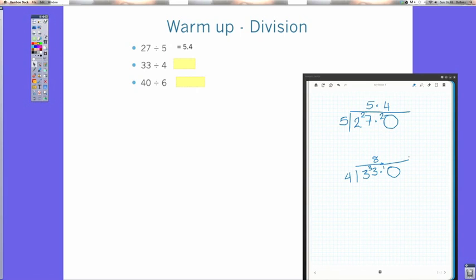So I put my decimal point and my 0. And then I need to say how many 4s go into 10. Okay, I put my decimal point on the top as well. And that's going to be 2 times 4 gives me 8. Another 0, I've got 2 left over. How many 4s go into 20 is going to be 5. So that's 8.25.